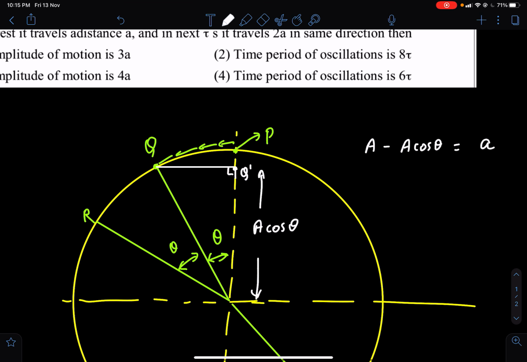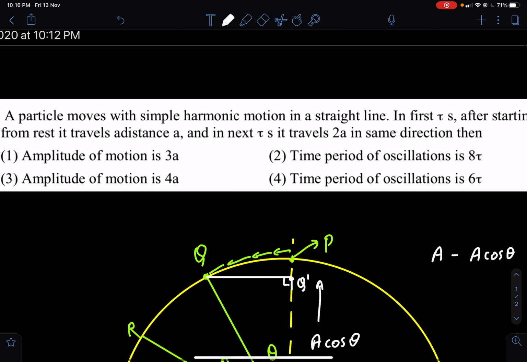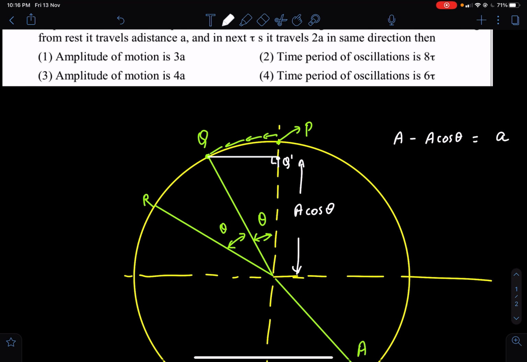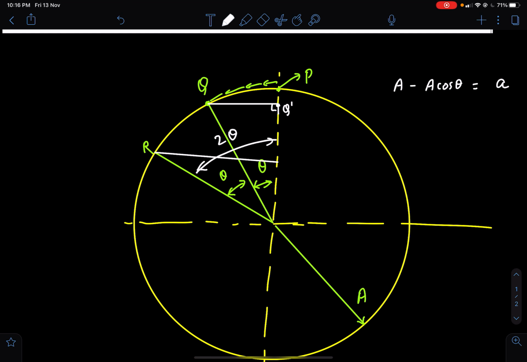In the next tau time the distance traveled is 3a. So in the total time of 2 tau, the total distance traveled will be 3a. So in 2 tau time, where is the particle? In 2 tau time the angle covered will be double, like 2 theta. So after covering 2 theta angle, the circular motion particle will reach R. Let's draw a perpendicular. Its corresponding SHM particle has come to R dash. Now this length is A cos 2 theta.